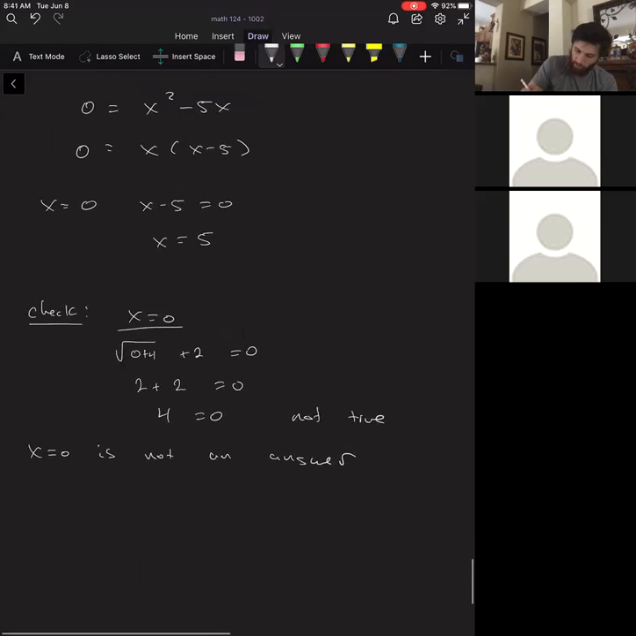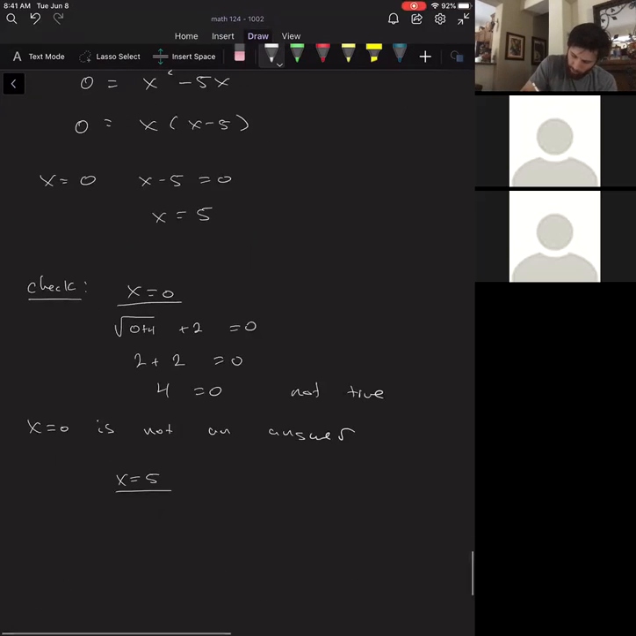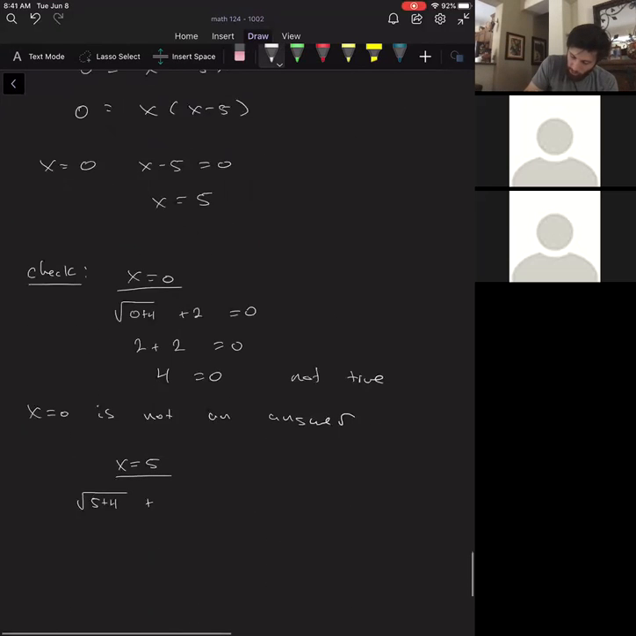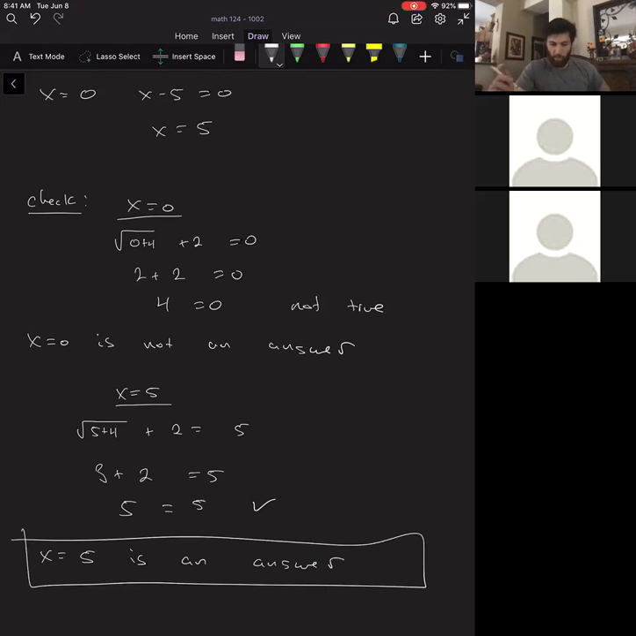Now let's check x equals 5. So the square root of x plus 4, so the square root of 5 plus 4, plus 2 is equal to x, so is equal to 5. So let's see what happens here. So we have the square root of 9, which is 3, so 3 plus 2 is equal to 5. So we have 5 is equal to 5. So that's good. So that means x equals 5 is an answer. So our only answer is x equals 5, and x equals 0 is not going to be an answer.